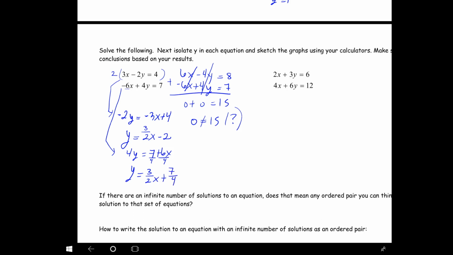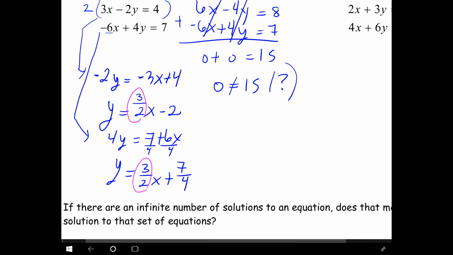Now what you're going to notice here is that this 3/2 and this 3/2 is the same slope. You might remember from geometry, or even from college algebra actually, that equations with the same slope have parallel lines. And furthermore, since these y-intercepts are different, we know that the graphs are going to indeed be parallel.